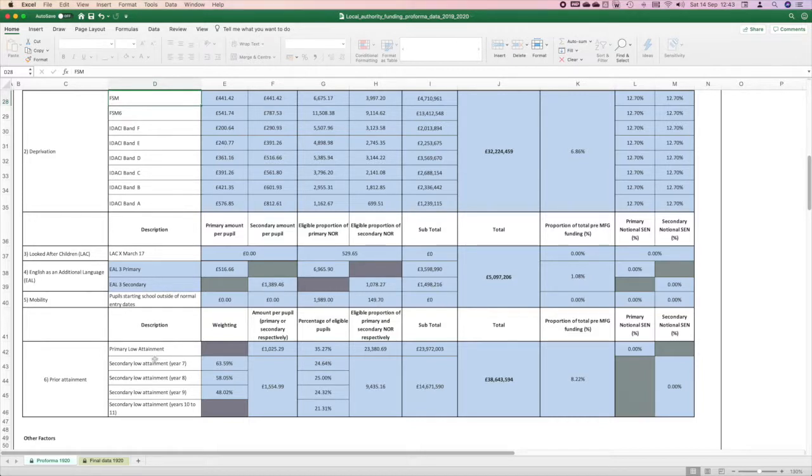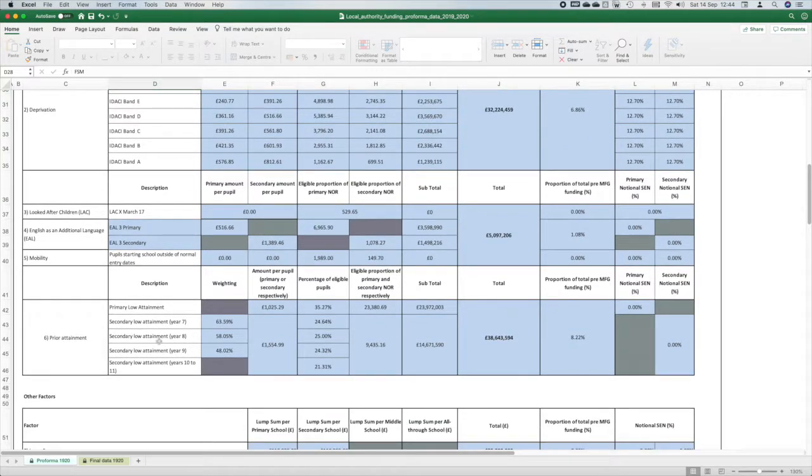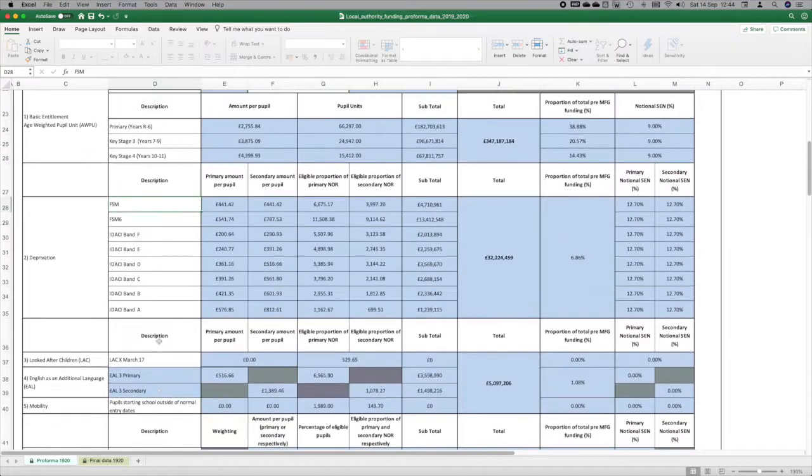Whereas SEN, well, if we want more money, all we do is actually put more children on the SEN register. That would be seen as a perverse factor. That's why they don't use it.